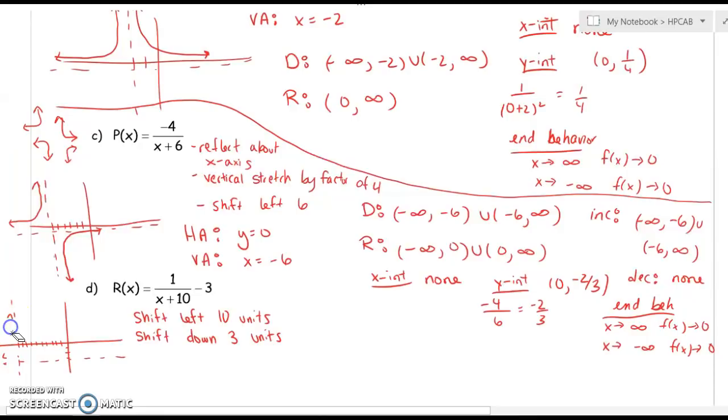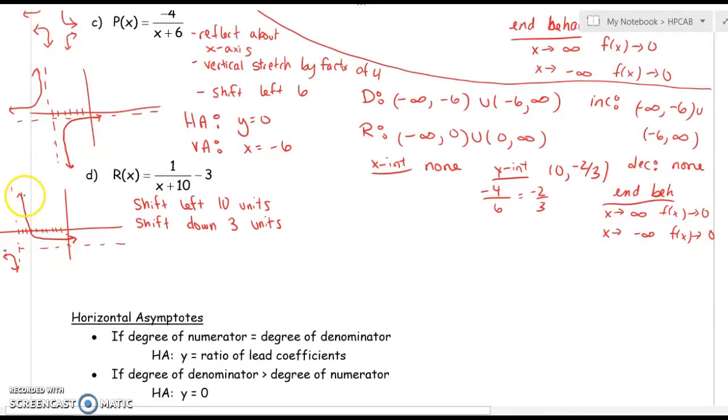Let's see. So you're going to have this piece here, like so. All right. And then you're going to have this piece down here. All right. So that's going to be your graph. I apologize, this is not the best picture, but there it is. And so my vertical asymptote is going to be at x equals -10. Horizontal asymptote is going to be at y equals -3.